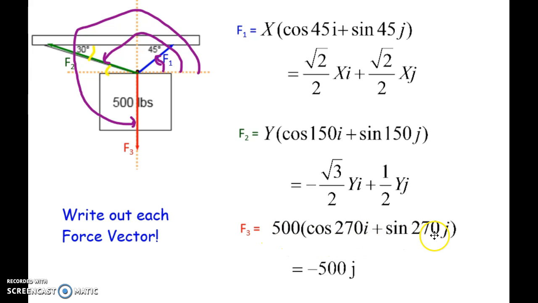If you wrote it in i and j form with the trig, you would get cosine 270 i plus sine 270 j. But if you look at the picture, you might be able to just determine that it's really just negative 500 j. You're going in the negative j direction, and that is totally acceptable if you just jump right to this answer here. All right, what are you going to do next? What is the next step?